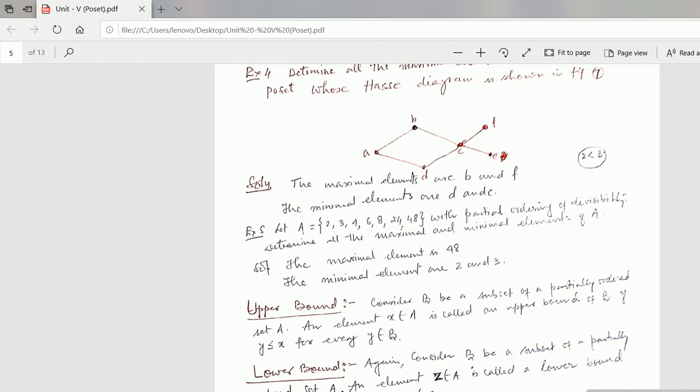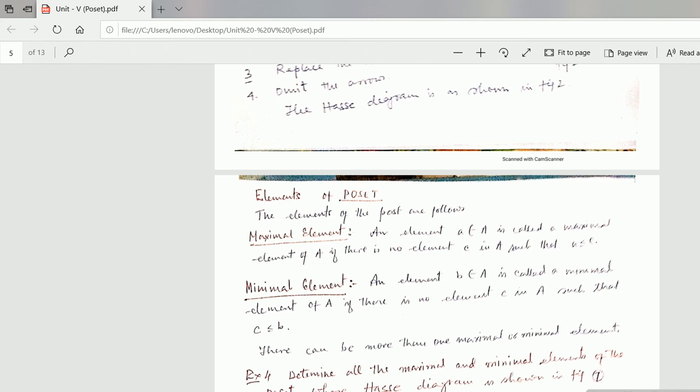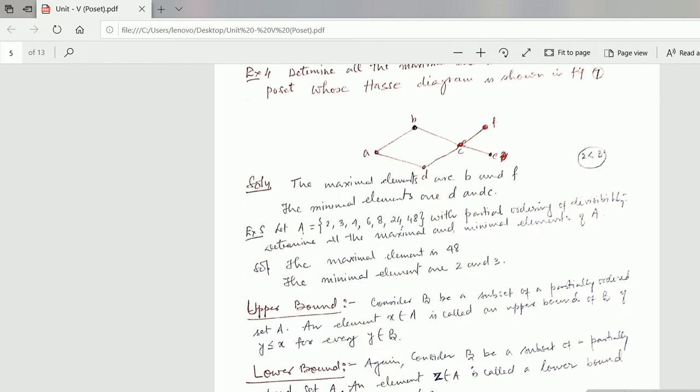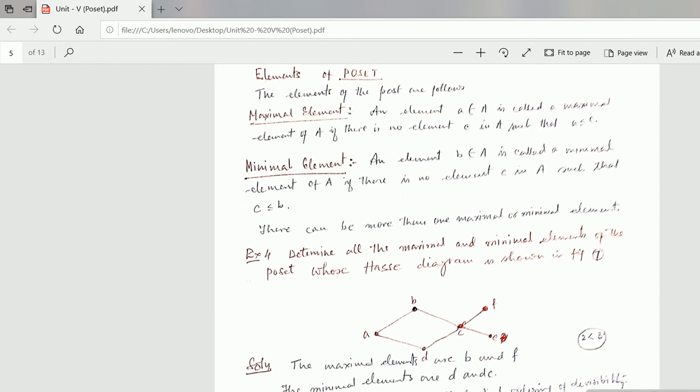Now see one more example. To understand this better, just see this example. Let A equal {2, 3, 4, 6, 8, 24, 48}. This is a set with the partial ordering of divisibility. Determine all the maximal and minimal elements of A. The maximal element is 48. Why is it 48? You just see the definition.